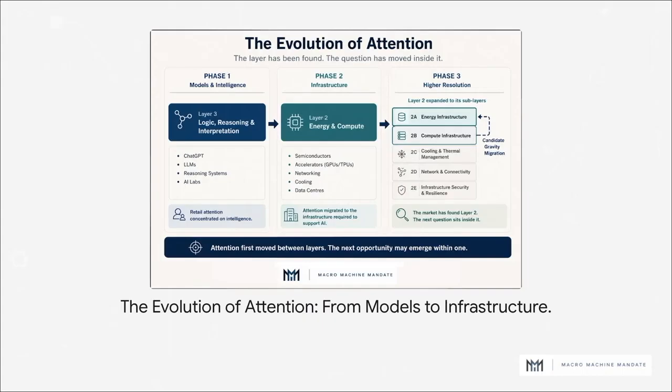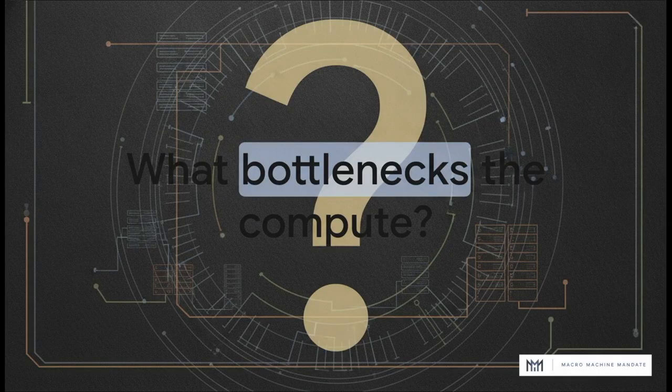Because here's the thing, the fact that AI needs a massive physical foundation, the semiconductors, the data centers, the huge cooling systems, that's not a secret anymore. It's a heavily capitalized mainstream consensus trade. And because Layer 2 is common knowledge, just knowing it's there isn't going to give you an edge. The next big opportunity requires us to look a lot deeper. Which leads us to a really critical question. If compute is the primary bottleneck for artificial intelligence, what exactly bottlenecks the compute?